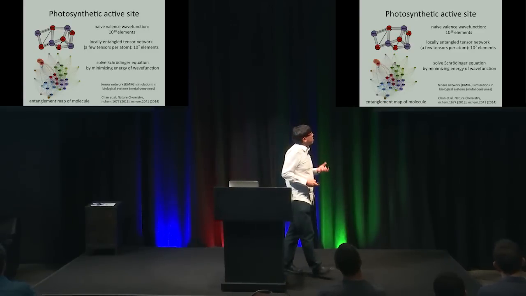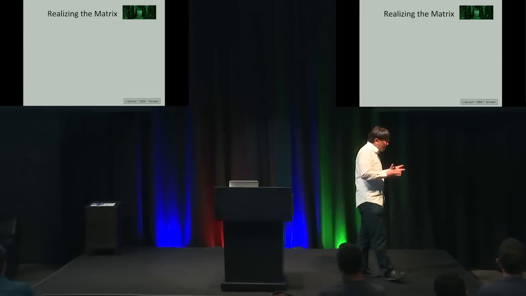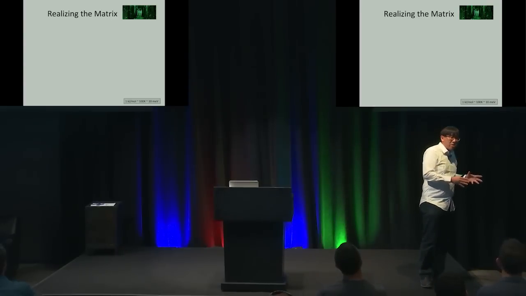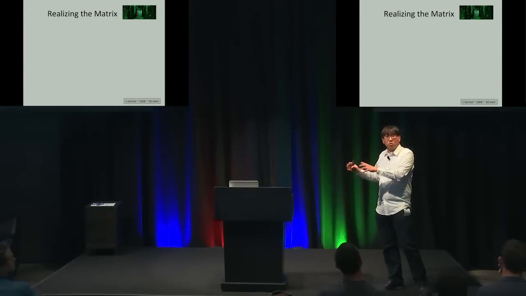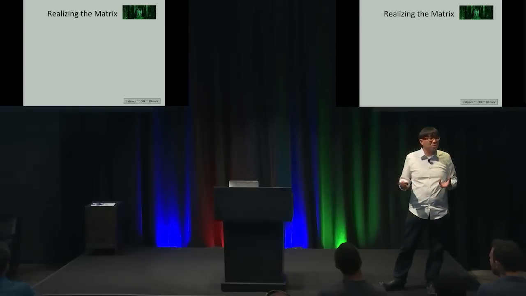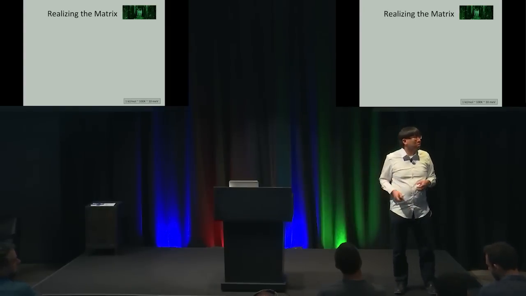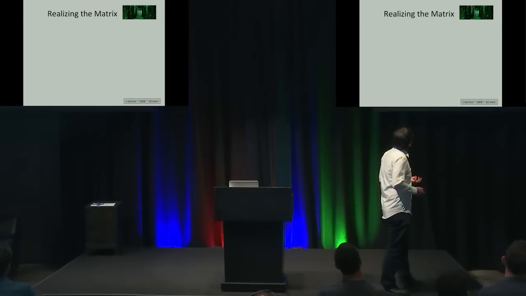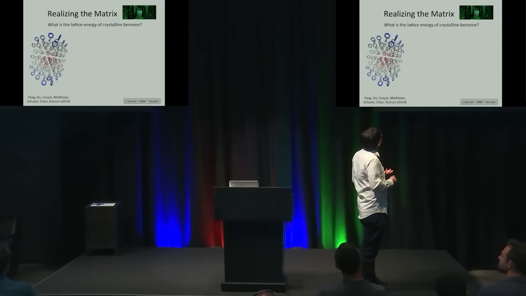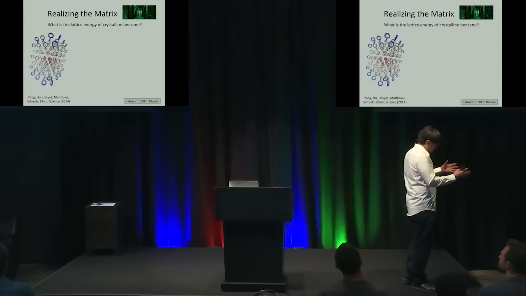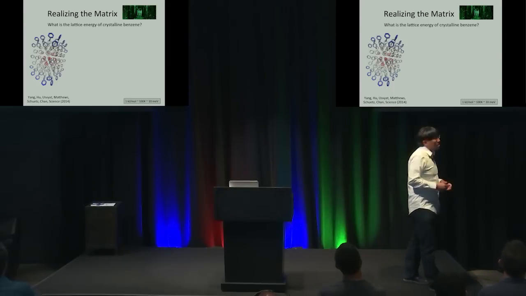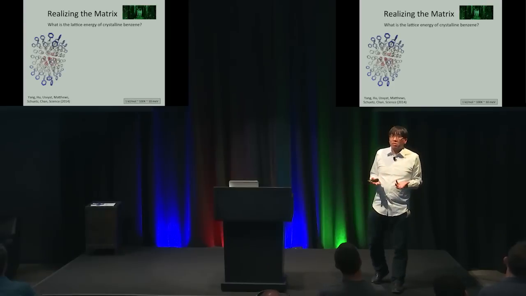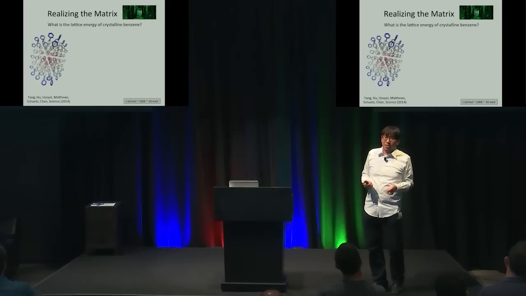I'll show you another example, which I think realizes the dream we had in the beginning of realizing the matrix, for atoms and molecules. In other words, recreating the world of atoms and molecules so precisely that we can't tell the difference between the simulation and the experiment. And so this is something that we did for a simple material, which is benzene crystal, just a crystallized organic system. And here we asked a simple question about this material, which is what's the amount of energy that's holding the material together? That's the so-called lattice energy.